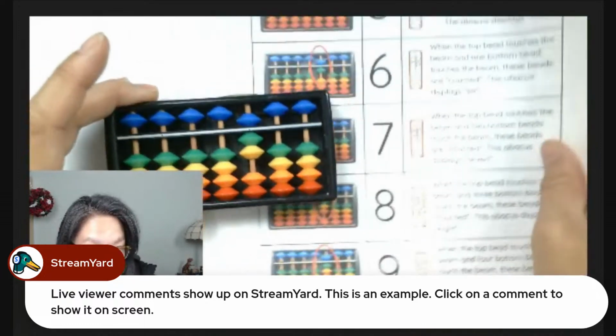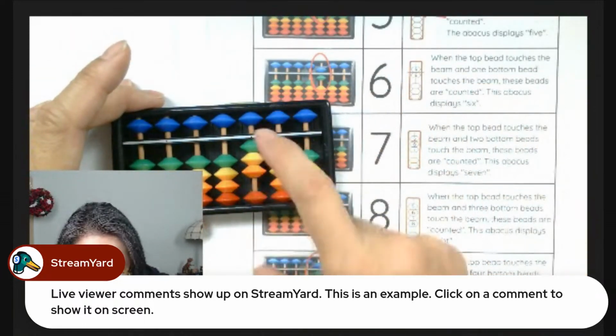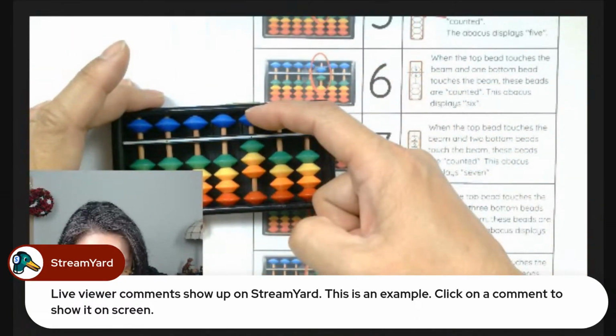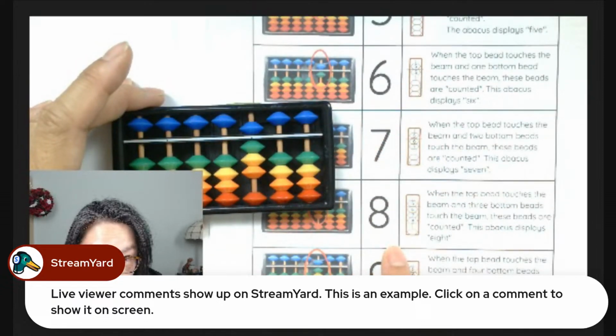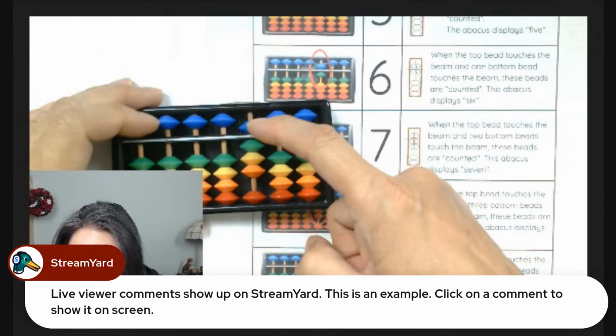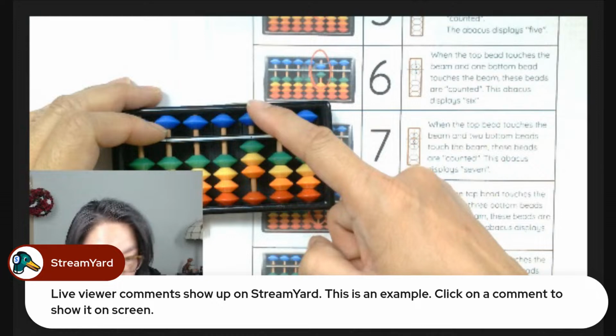So what happens when we do 3? We have 1, 2, 3, and then I add the 5, we have 8. So notice when I add the 5, the top bead will always be 5.